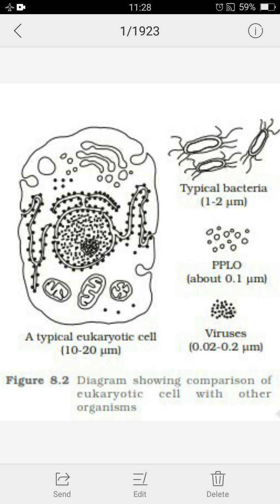Of these, the very important one is bacteria. We are going to discuss it in this subchapter in detail. And one organism is newly mentioned here. It is PPLO. What is the full form of PPLO? Pleuropneumonia-like organisms. Maybe you are seeing the structure of PPLO on the screen, right?